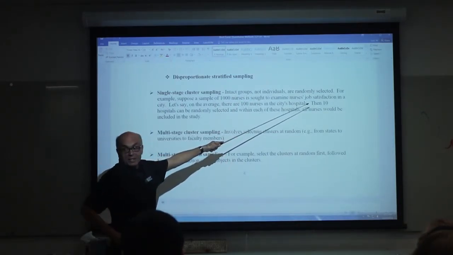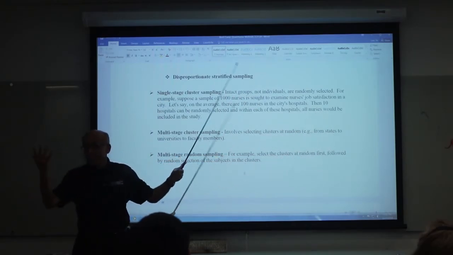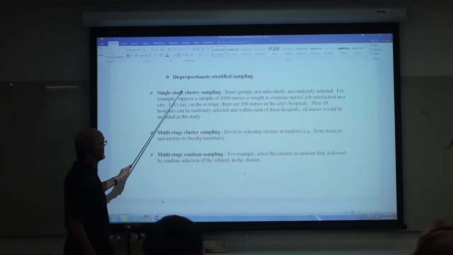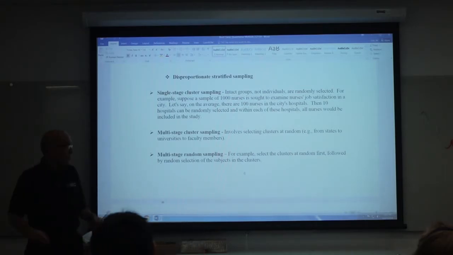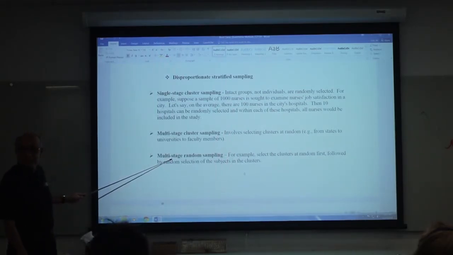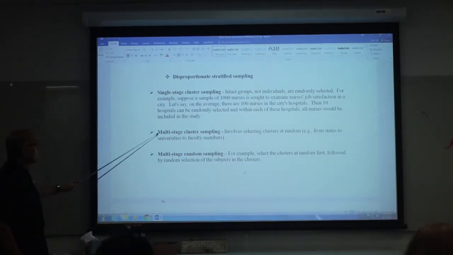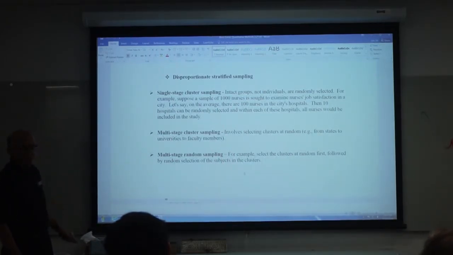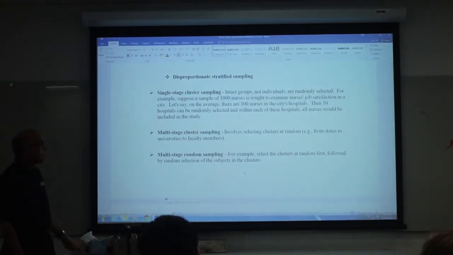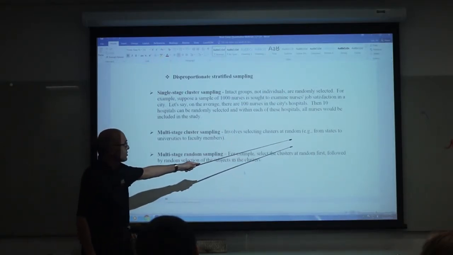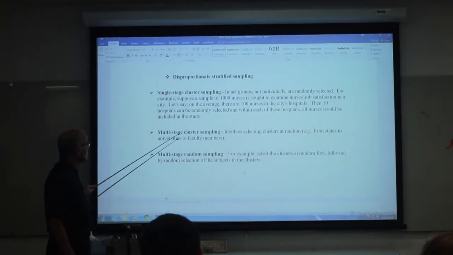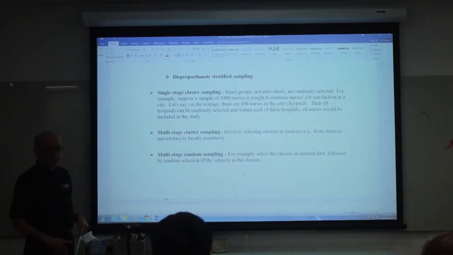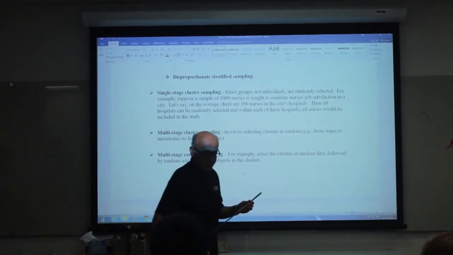Multi-stage random sampling. Here you pick the hospital, then you go and include everyone. That is single stage. But if you go to the hospital, then randomly select the nurses, see the difference? All versus a random selection. Then you do what we call multi-stage random sampling. Multi-stage cluster sampling, these are all clusters, and you go in multiple stages. For example, I have given you, you select the state at random, and then you move on to the university and then to faculty members.